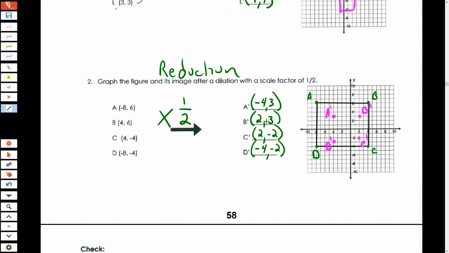Okay, I have mine plotted, and you will see, sorry, I made that dot a little lower than it should have been. I just accidentally put my dot in the wrong spot. There we go. You can see this is a reduction. It is a smaller image than we originally created because our scale factor is less than 1.